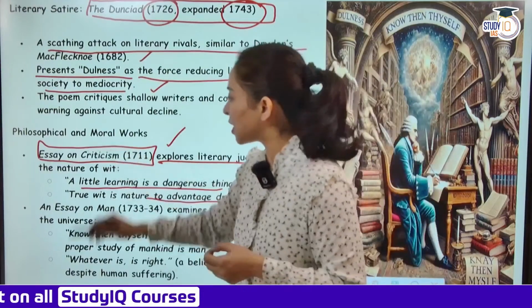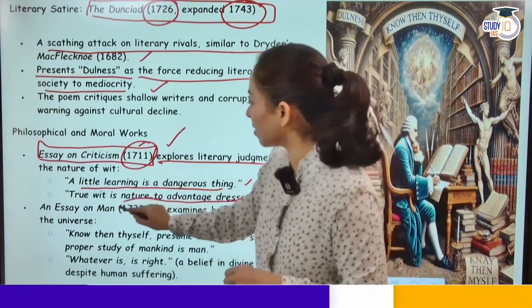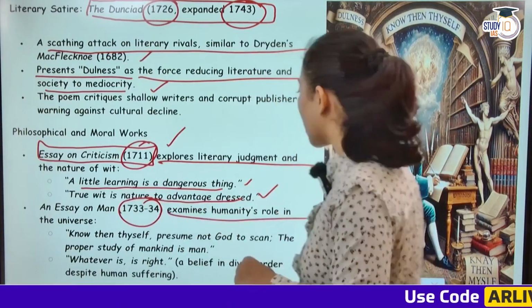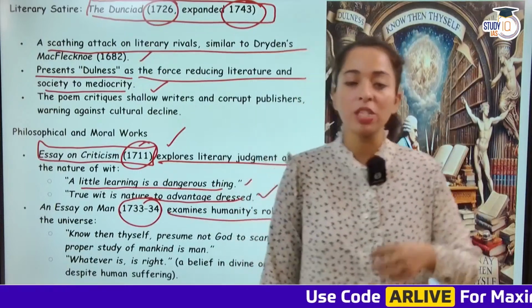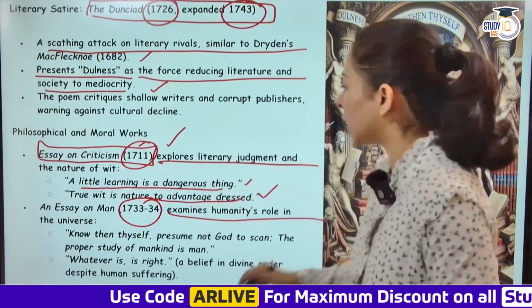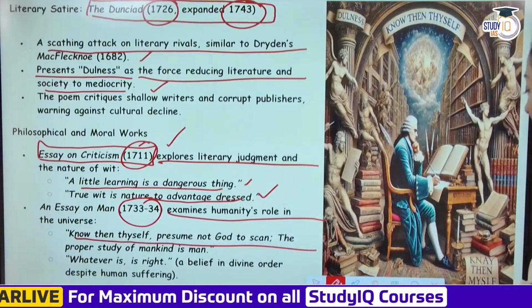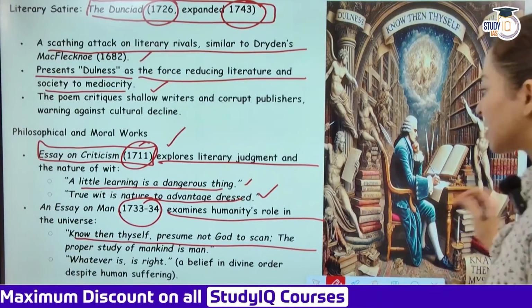And Essay on Man, Essay on Criticism 1711 में आया था. Essay on Man came in 1733 to 43. And this examines humanity's role in the universe. Human का role क्या है, human being का role क्या है universe में. बहुत famous lines हैं इनकी. Know then thyself, presume not God to scan. The proper study of mankind is man.